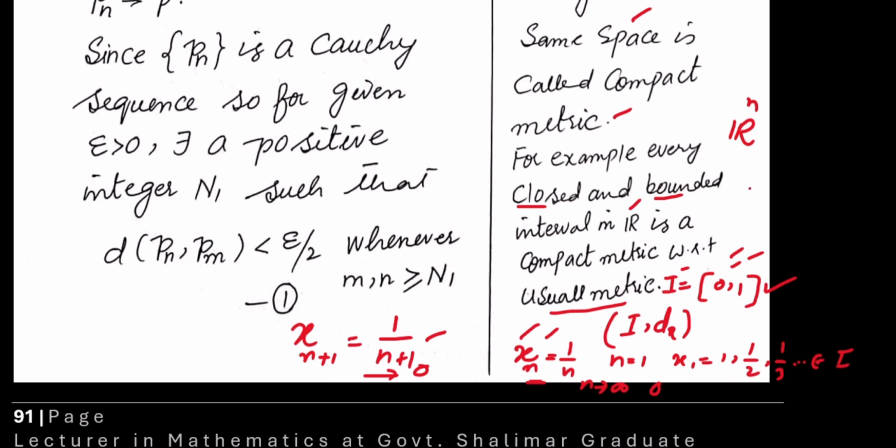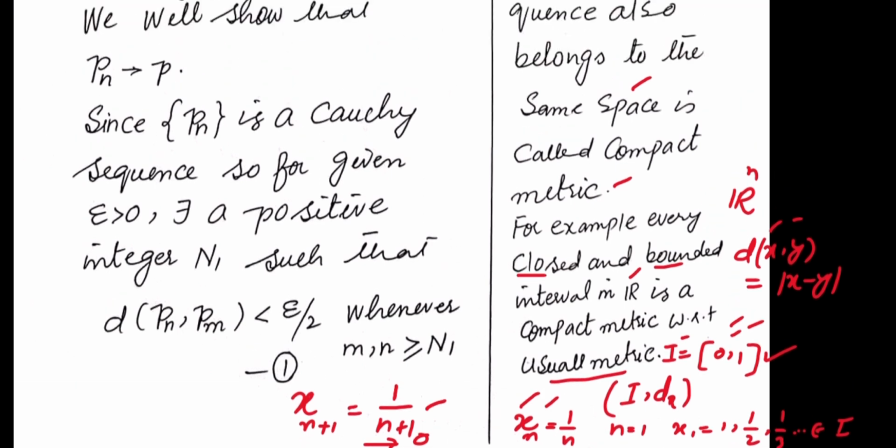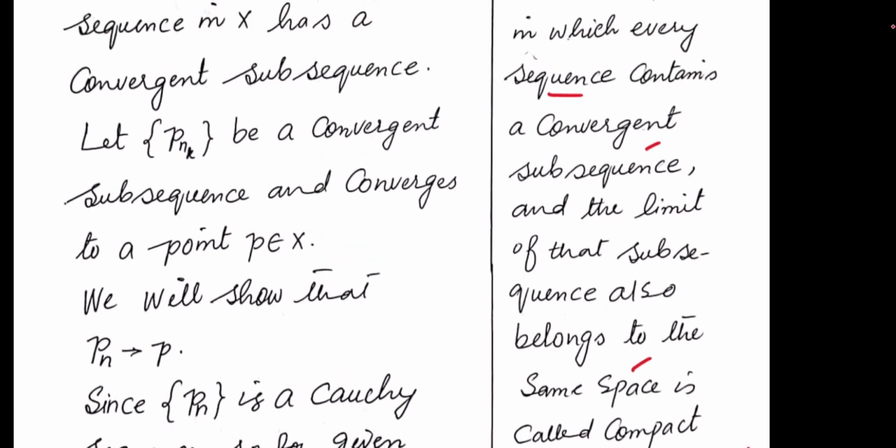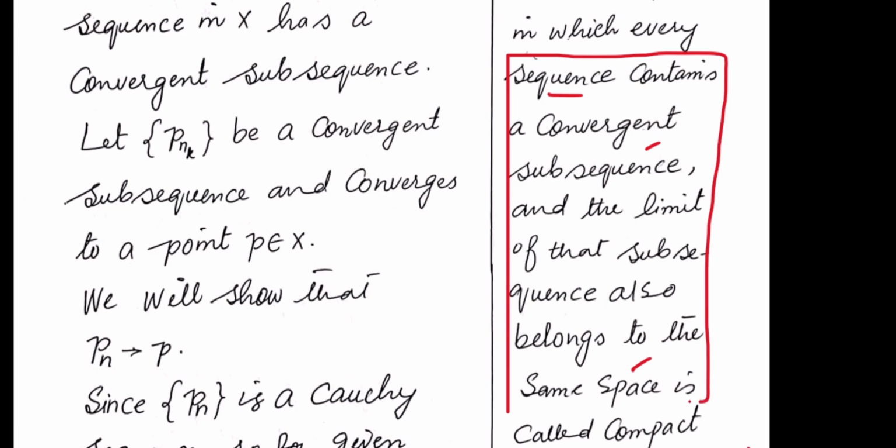What does it mean by the usual metric? Usual metric means the distance between any two elements is given by the absolute difference. So I hope now you have a clear understanding of what is meant by a compact metric space. The main thing that you have to notice: in a compact metric space, every sequence contains a convergent subsequence whose limit also belongs to the same space. So this is the definition that I will use in the proof of this theorem.